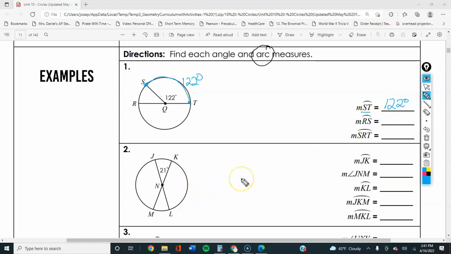Pretty straightforward. Alright, so then let's go to RS. So RS, we're doing this quick way. We're just going to go right from R to S. Now this makes up a half a circle, right? And it also forms a straight line. Well, the angle measure of a straight line, we all know, is 180 degrees. So if I do 180 minus my 122, I get 58. So that tells me this angle right here is 58 degrees. And if that angle is 58 degrees, then RS is also 58 degrees.